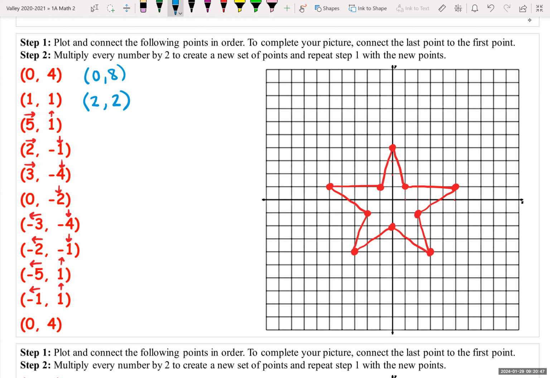Then we multiply by 2 on the next one. 5 times 2 is 10. 1 times 2 is 2. Then I have 2 times 2 is 4. And -1 times 2 is -2. Then I have 3 times 2 is 6. And -4 times 2 is -8. We're just timesing every number by 2. 0 times 2 is still just 0. -2 times 2 is -4.